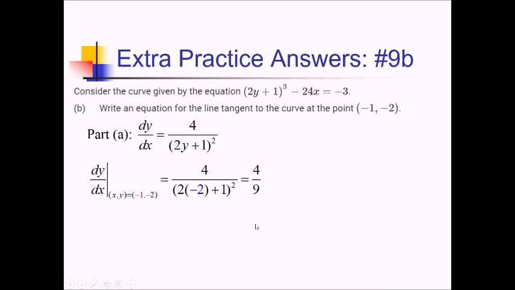Putting it all together in point slope, I have y minus the y value of -2, so y plus 2, equals my slope, my m value of 4/9, times x minus the x value -1, so x plus 1. And we're just going to leave it in this form because they didn't really want us to use it for anything else.